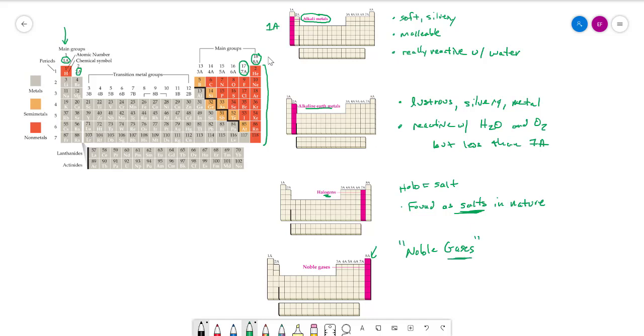One, all of these elements are found naturally as gases in the environment, which is different than, say, groups 1A and 2A, which are found as sort of the metals, and group 7A, which is found as a salt in a solid form. These are all gaseous in nature, and they're characterized by their very low reactivity, which is what gives them the name noble.